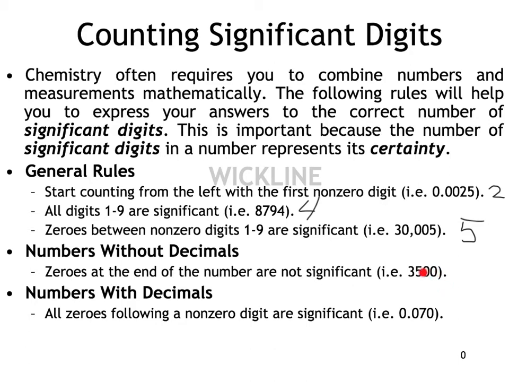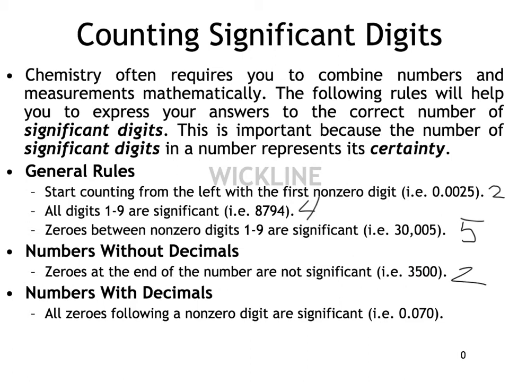They don't count. So when I do the significant digit counting for this value, it's going to be 1, 2, but those other two zeros don't count because there's no decimal there. So there's only 2.